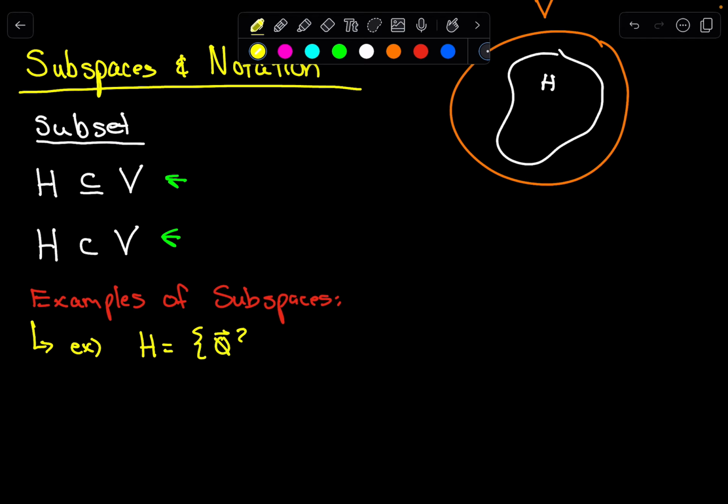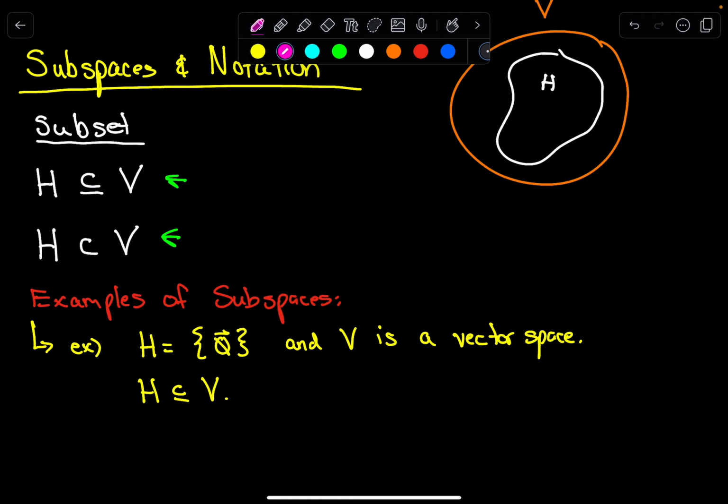But one example is that if we let H be equal to just the zero vector, and V is a vector space, H is clearly a subset of V, because by definition, if V is a vector space, 0 is in that vector space. And it turns out that H here is a subspace.